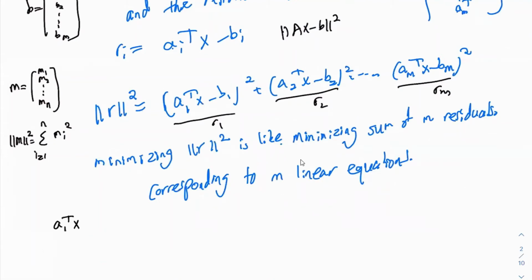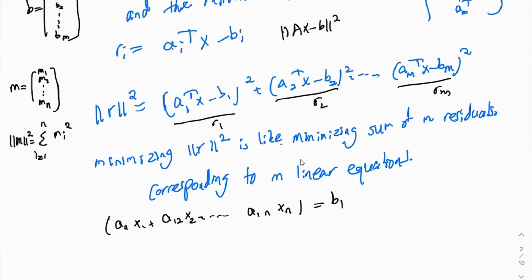a1 transpose x. Let's take a look at that. a1 transpose is the first row of A, right? So this is going to be the dot product of the first row of A and the vector x. It's going to be a11 times x1 plus a12 times x2, all the way to a1n times xn. Then this is going to be minus b1. This is one equation of the system of equations, right? You can write this one as an equation in the system of equations.